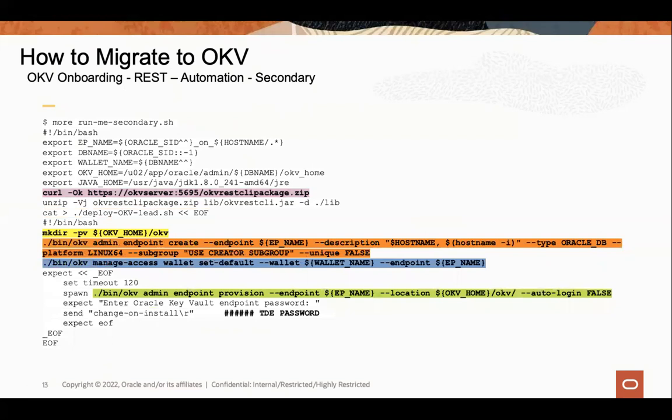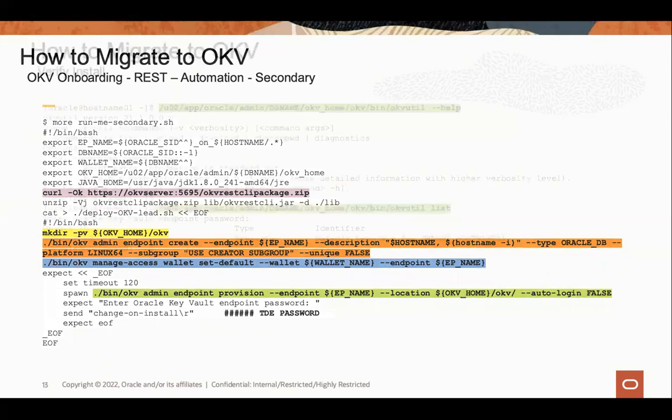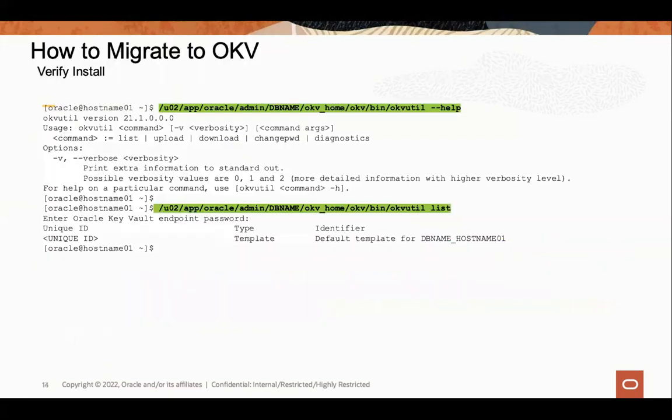The secondary script has all the commands of the lead script except the wallet creation command. The secondary script or follower script executes on all endpoints that would share the wallet created from the lead script. So once the install is done, we verify the endpoint client software is installed by using okvutil, specifically okvutil list. The okvutil list verifies communication functionality with the OKV server. okvutil is used to change the OKV endpoint client password, upload and download wallets, and collect diagnostic information if necessary.